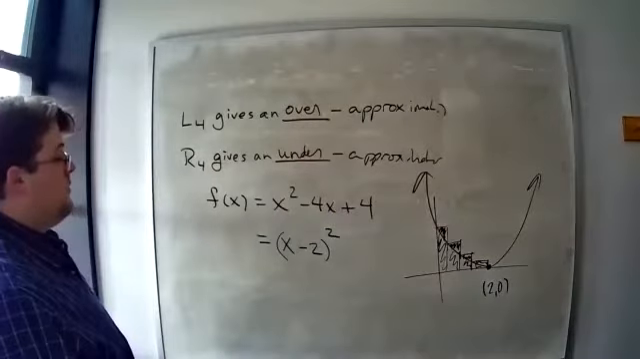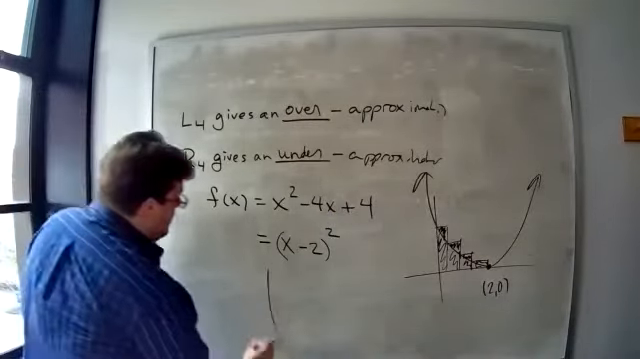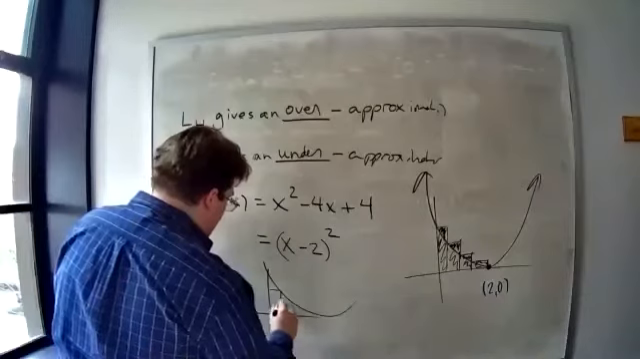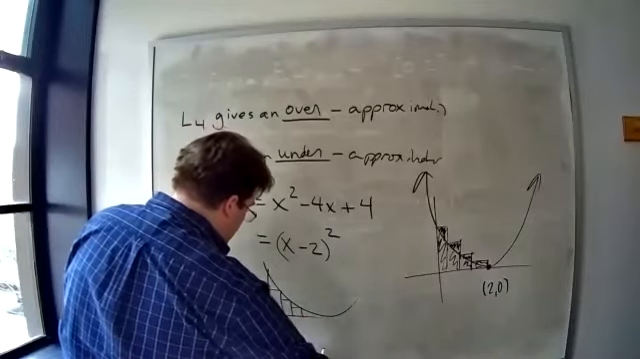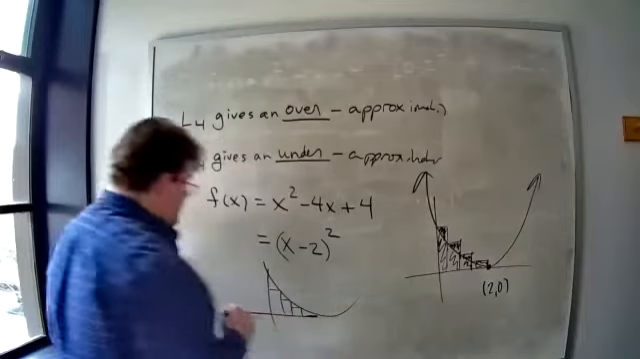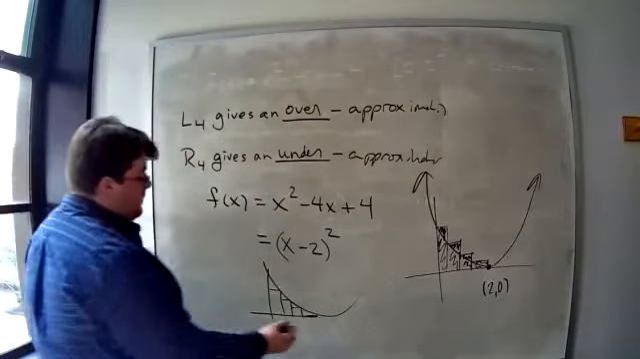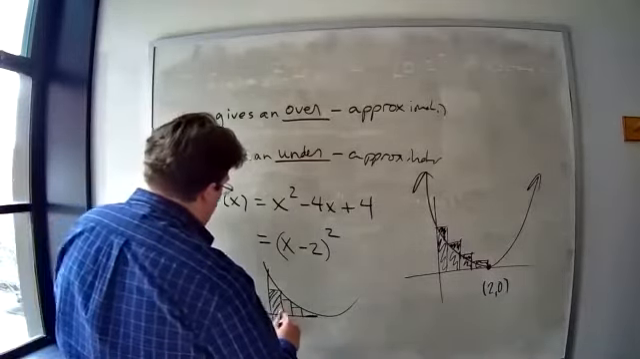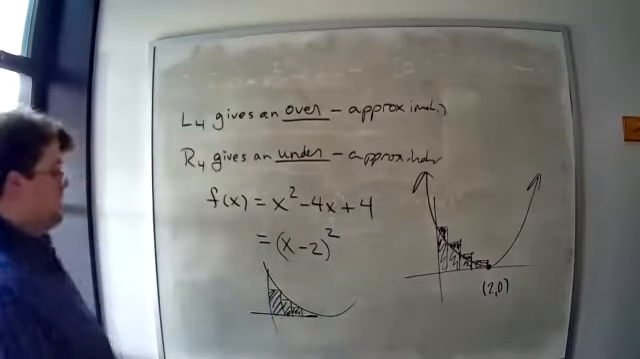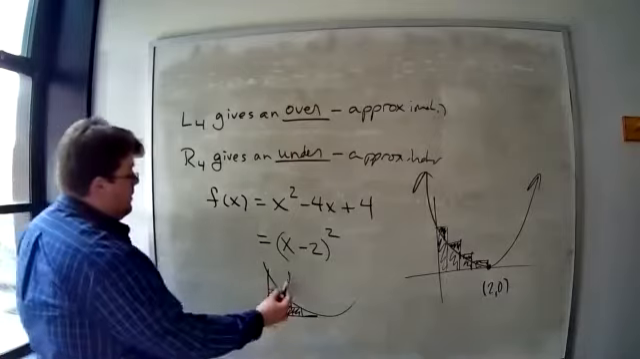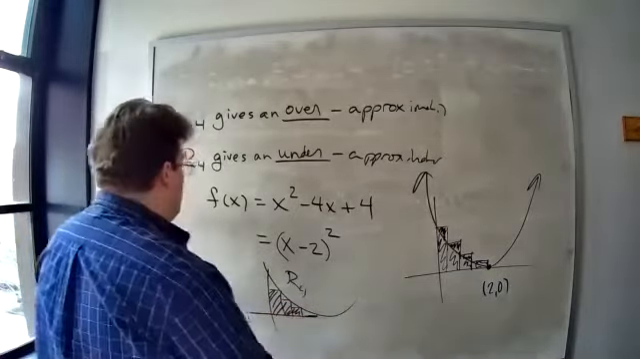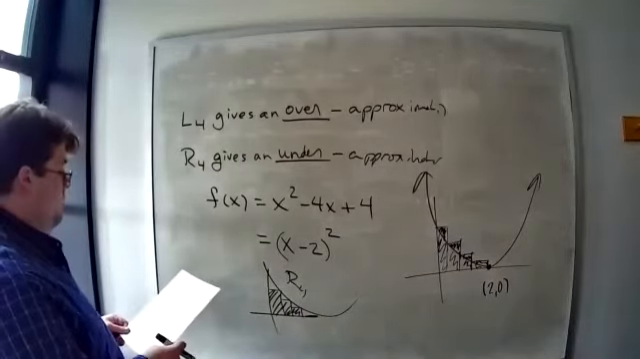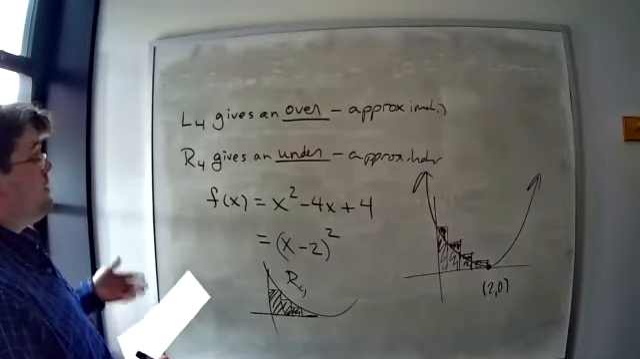And similarly, R4 would give an under approximation. The rectangles for R4 would look like that. That looks like 3 rectangles, but the height of the last one is 0, and a rectangle with height 0 is just a line, so it has no area. But R4 would give an under approximation, L4 would give an over approximation. And that was not asked on the worksheet, but it is worth observing. So any questions about that?